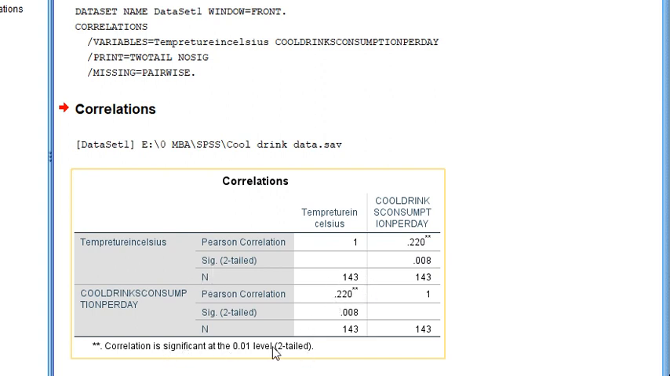How can you write the interpretation? You can write there is a positive correlation of 22% with significance level less than 0.05, from the given data.